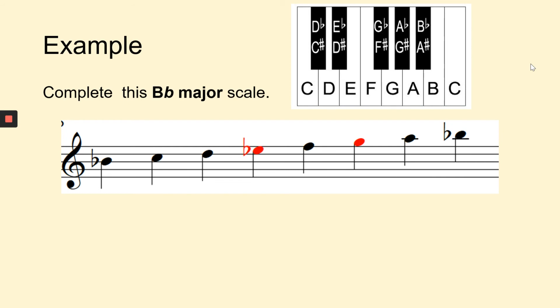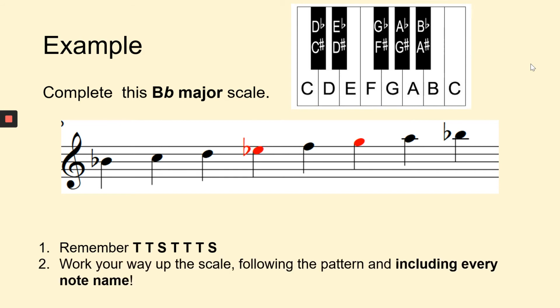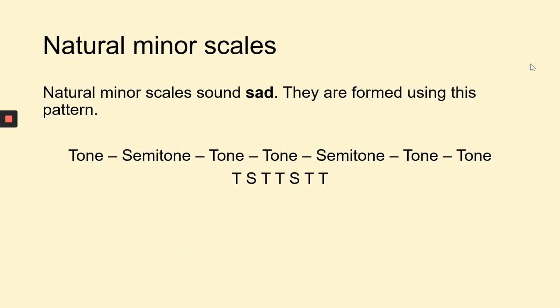So that is the major scale, but that is not the only kind of scale we have in music. We also have natural minor scales. Natural minor scales sound sad or negative. They are formed using this pattern: tone, semitone, tone, tone, semitone, tone, tone, or TST, TST, T. They sound like this, starting on A. T, S, T, T, S, T, T.